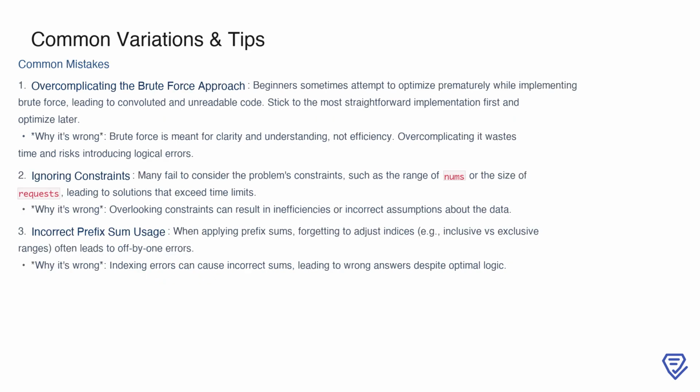When tackling this problem, there are a few common mistakes to be aware of. First, overcomplicating the brute force approach can often trip up beginners. The purpose of brute force is to provide clarity and a foundation for understanding the problem, not efficiency. By overthinking or prematurely optimizing the implementation, you risk creating convoluted code that is harder to debug and more prone to logical errors. Another frequent issue is ignoring constraints. The problem's constraints, like the size of the nums array or the range of requests, are crucial for designing an efficient solution. Neglecting them can lead to algorithms that exceed time limits or make incorrect assumptions about the input.